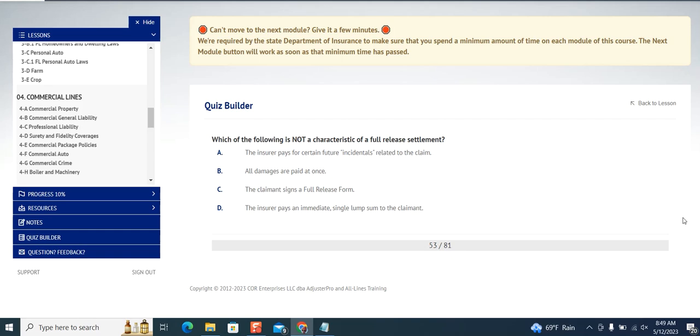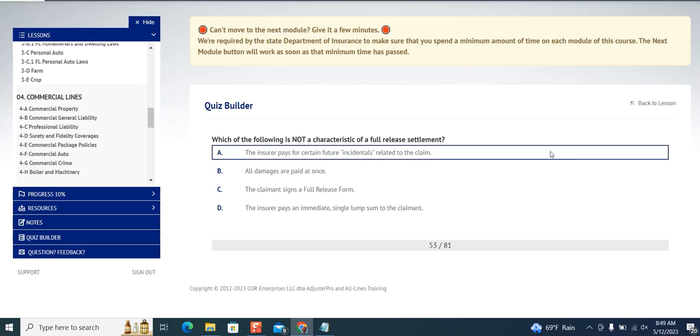Which of the following is not a characteristic of a full release settlement? Oh. Full release. What is a full release settlement? All damages are paid at once. That's a full release settlement, when you pay everything at once. So what is not? An insurer pays an immediate single lump sum to the claimant. That's the same thing as B. The claimant signs a full release form. We're gonna go with A. B and D is the same thing.